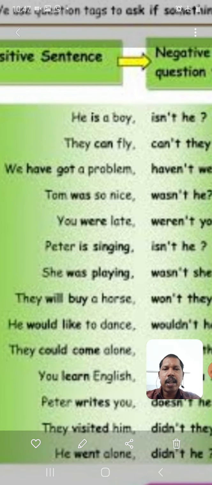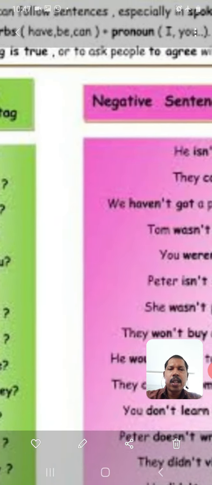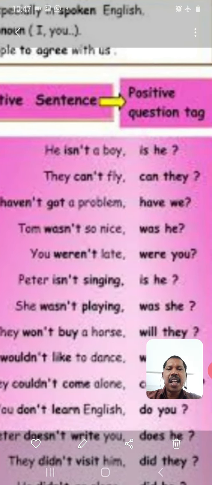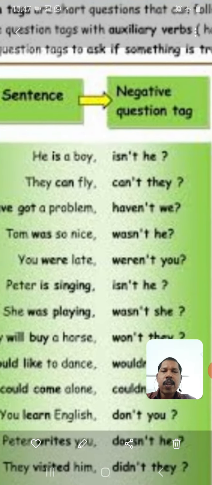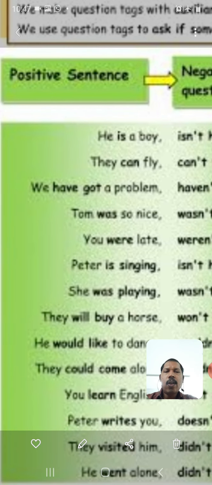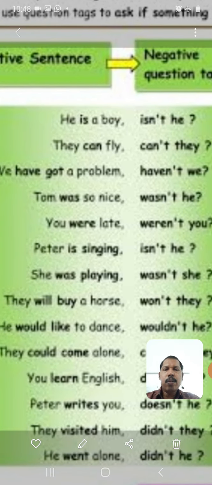Likewise each example: they can fly. Can, negative can't, so can't they. If the sentence is they can't fly, then we have to use the positive tag, can they. We have got a problem. Have negative, haven't we. Tom was so nice, wasn't he?